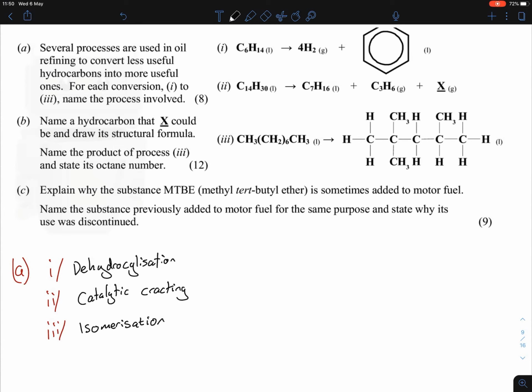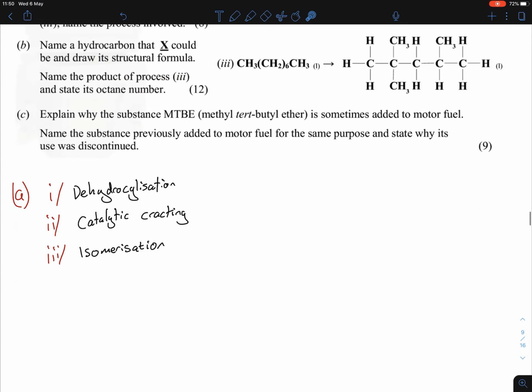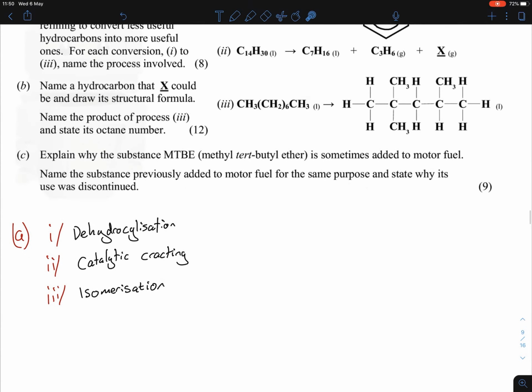Okay, so we have A done. Let's look at B. Name a hydrocarbon that X would be and draw its structural formula. So X is over here. Name and state products. Okay, we'll do that now in a second. So let's do part B there.